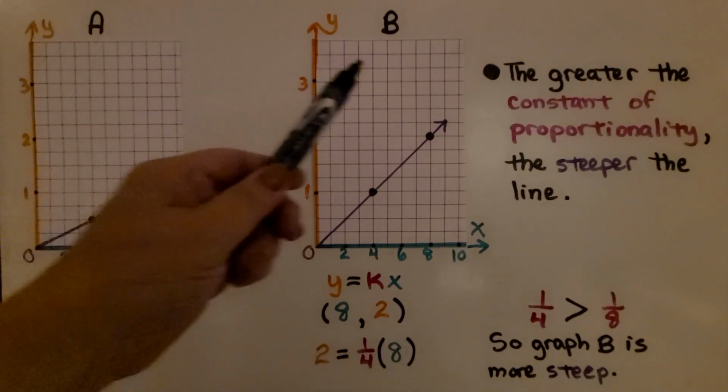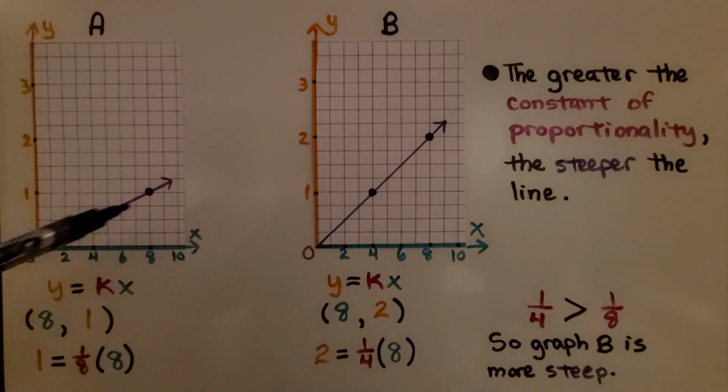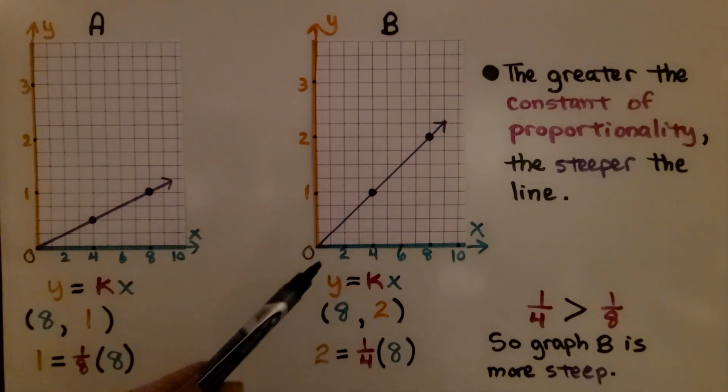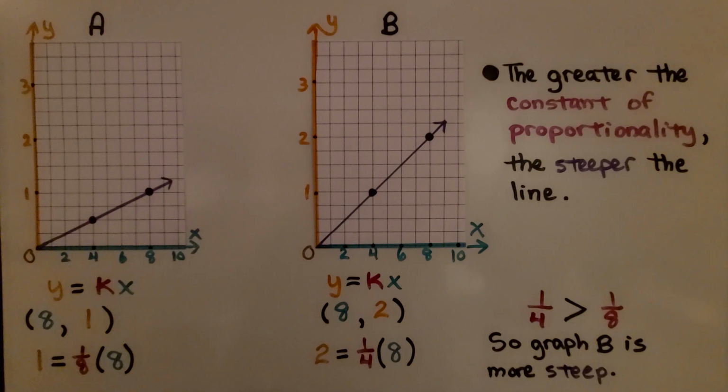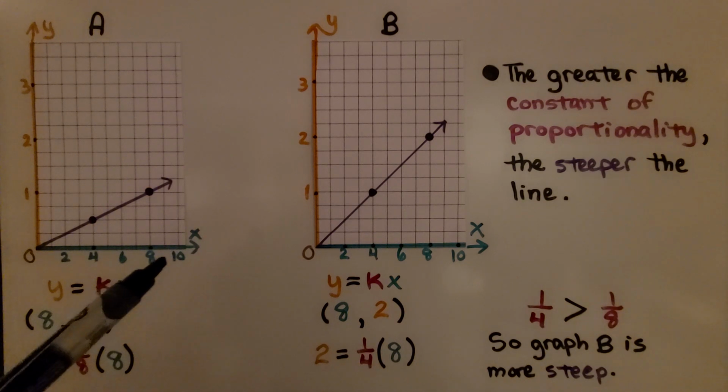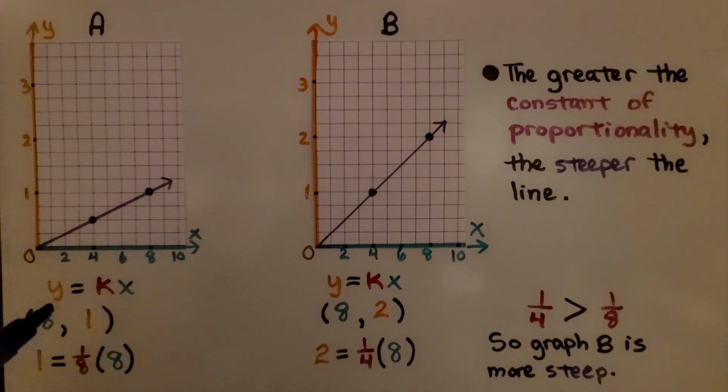Here we have graph A and graph B. We can see this one is not as steep as this one. This one's more steep, isn't it? The greater the constant of proportionality, the greater the value of k, the steeper the line. If we have y is equal to kx, we can use 8 for x and 1 for y, and substituting it into this equation, we have 1 as the y is equal to 1/8 times 8. 1/8 times 8 is equal to 1. We know the constant of proportionality in this graph is 1/8.